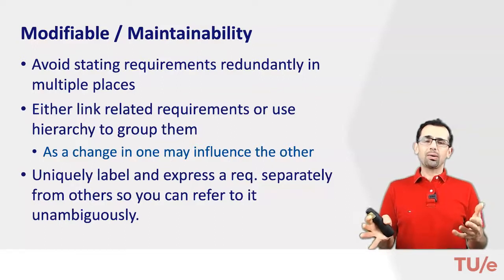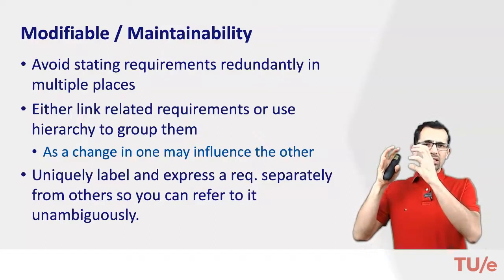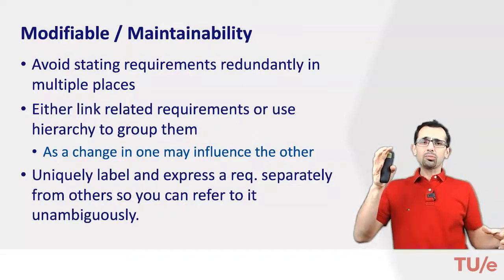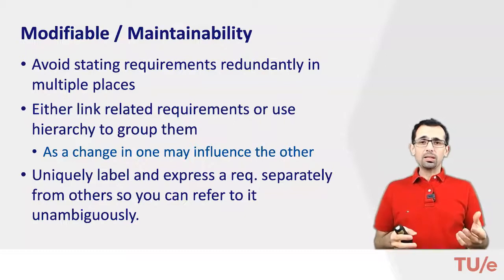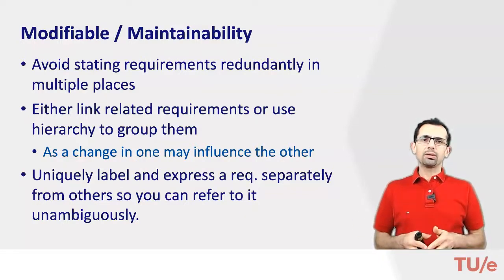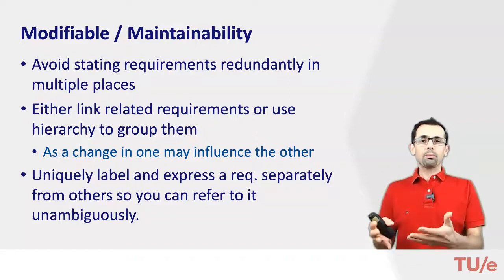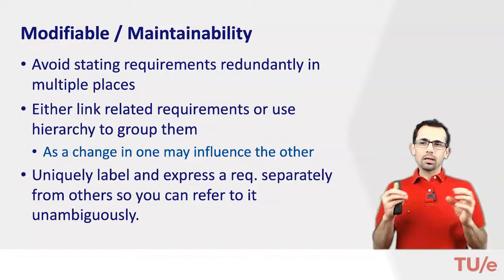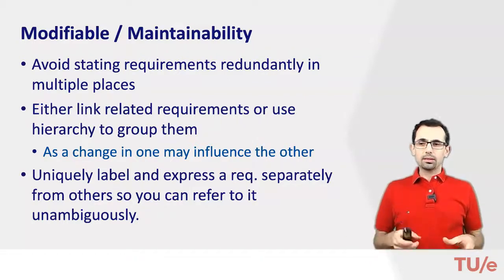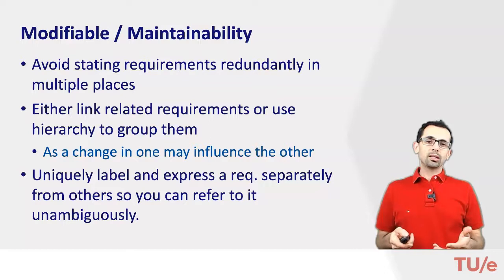It's very, very likely that requirements will change. So if you change this one, it's very likely that you miss something that is very much related. So either you establish traceability, which we'll see later, but one of the things that you should immediately do something about is that you should either use a hierarchy or avoid stating similar requirements in multiple places altogether. Okay. So uniquely labeling and expressing a requirement separately from others so you can refer to it unambiguously is one of the ways to handle it.